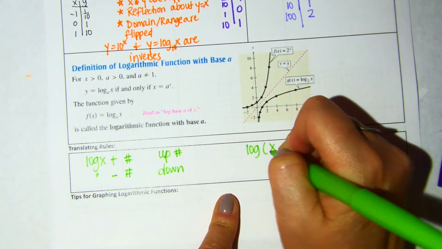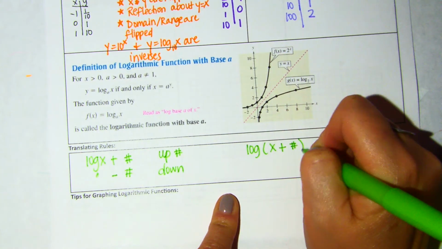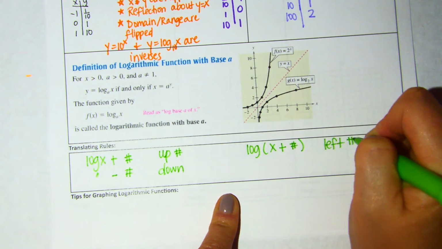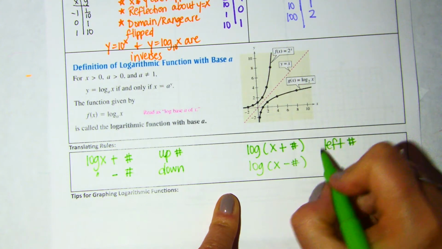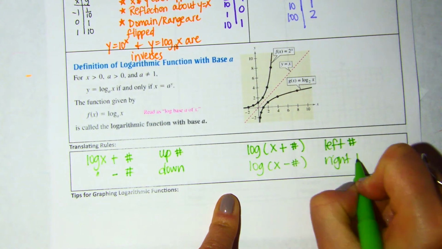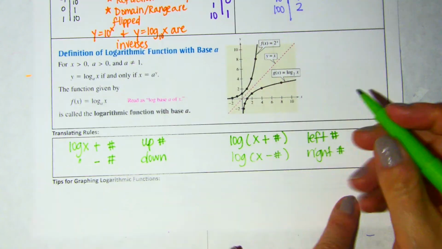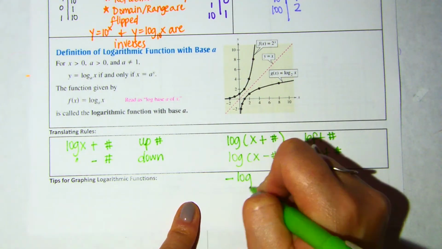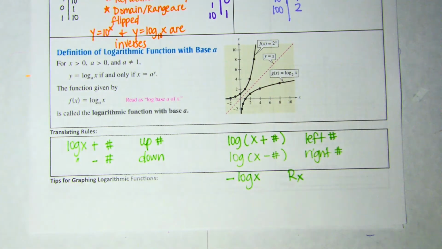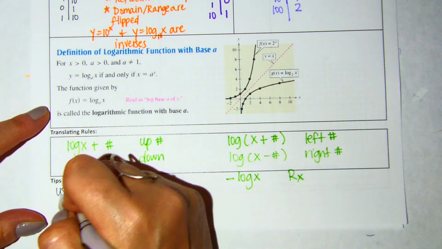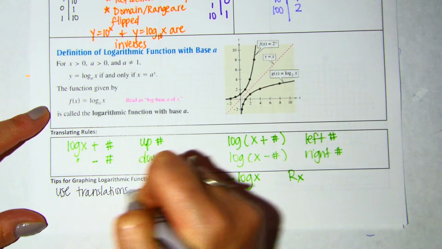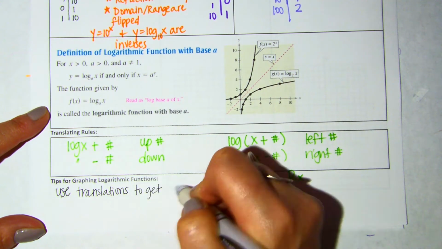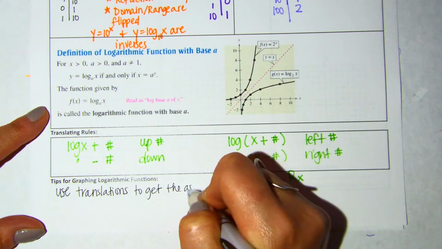And then if I have the adding and subtracting inside the parentheses, this one goes to the left, whatever that number is. Remember, it's the opposite when it's inside the parentheses. So this goes to the right, whatever that number is. And if you have a negative, it's a reflection about the x. Okay, so tips. You want to use the transformations or the translations to get the asymptotes.